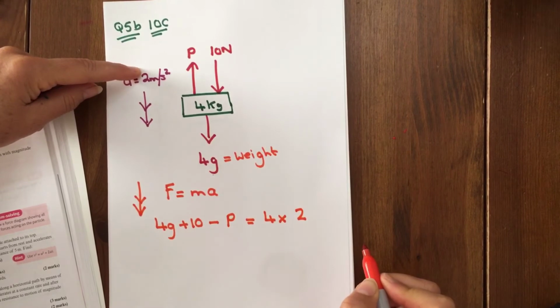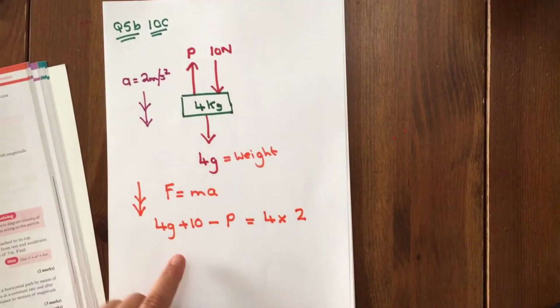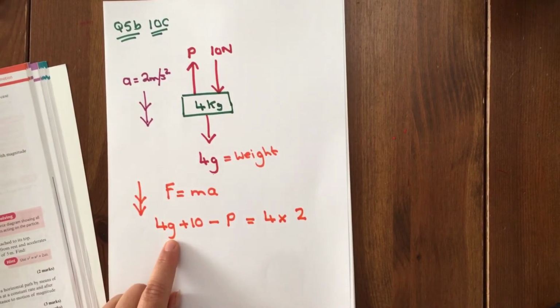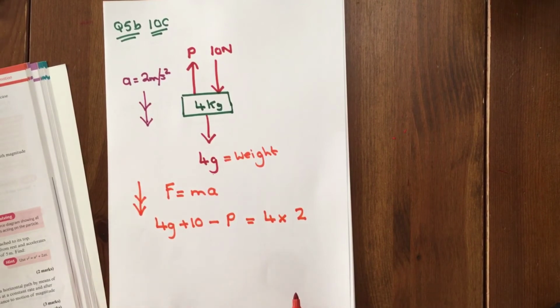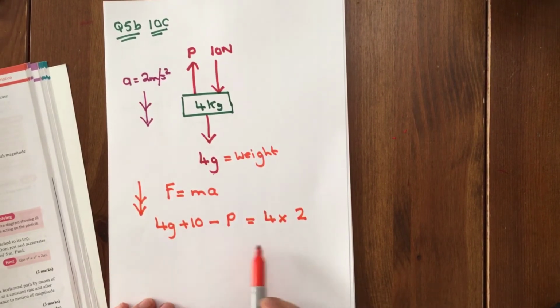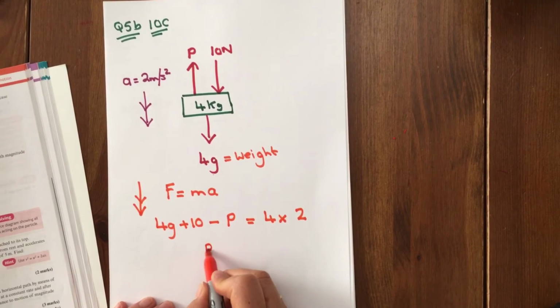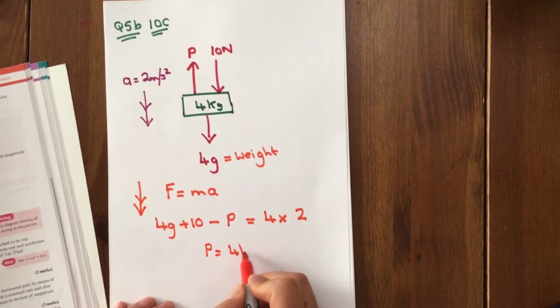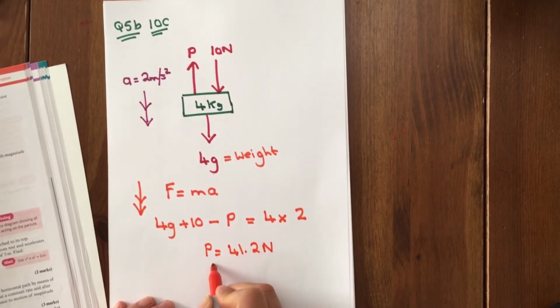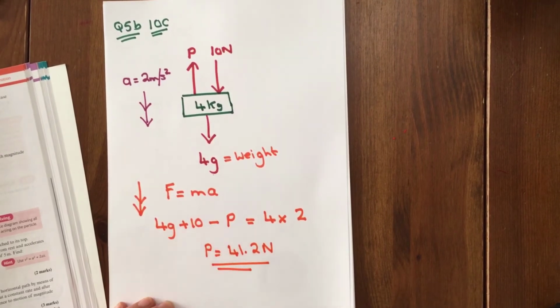2. So if I put g to be 9.8 into here, I will get P in the end of this to be 41.2 newtons. Remember, g is 9.8.